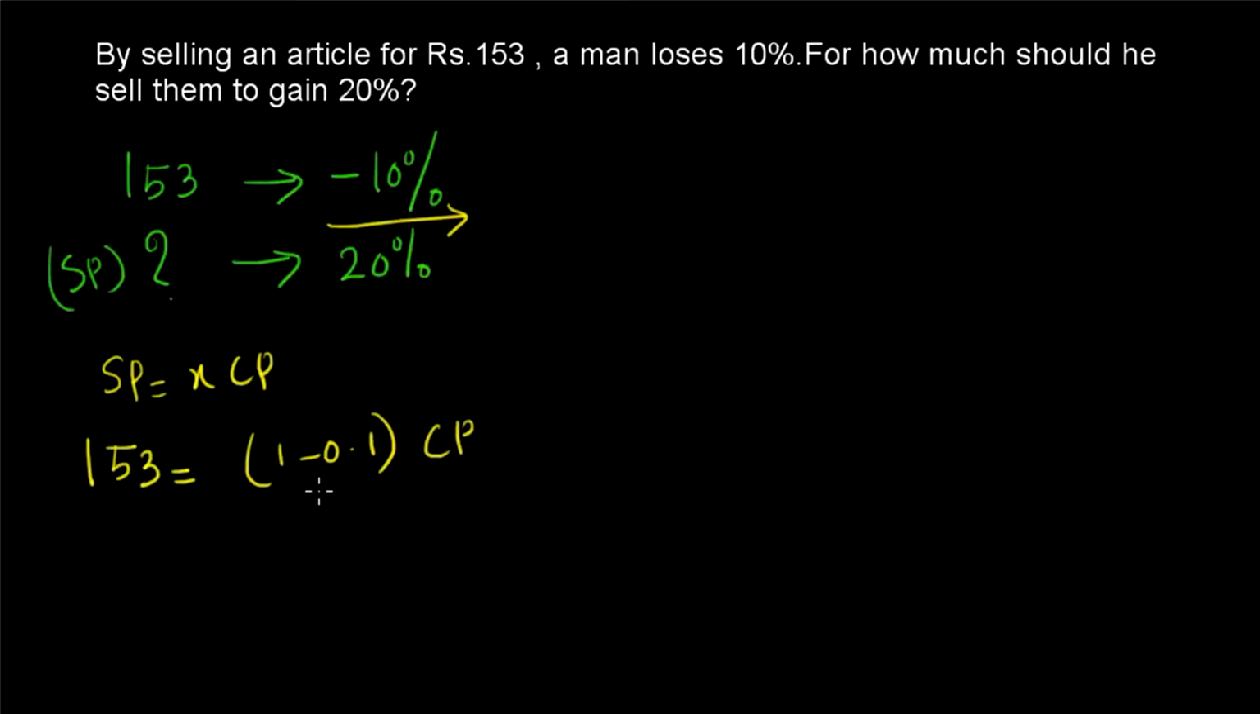If it is a loss, we will be subtracting. Here it is a 10% loss. So 1 minus 0.1 into CP. So 153 is equal to 0.9 CP. That is our first equation.